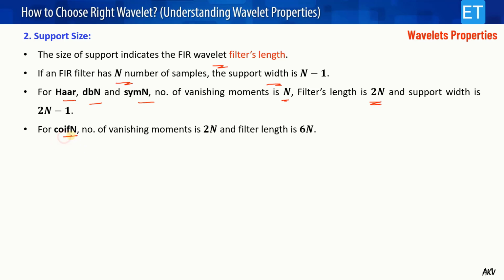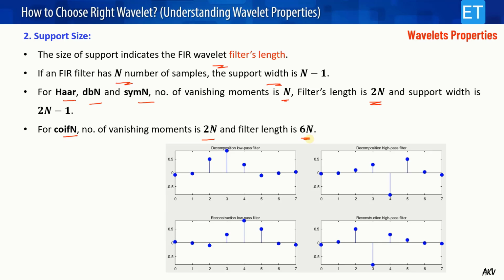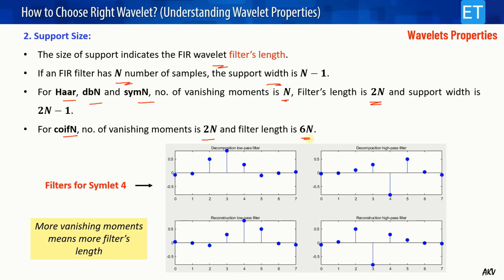And for wavelets, the number of vanishing moments is N and the length of the filter is 2N. So here is one example of the Symlet 4. Symlet 4 means the number of vanishing moments is 4, and here you can see that the support width is 2N, I mean the length of the filter is 2N. So that means 4 times 2 is 8. So here you can see that there are a total of 8 samples in all these filters, from 0 to 7. Okay, so this is how the length of the filter is related to the number of vanishing moments.